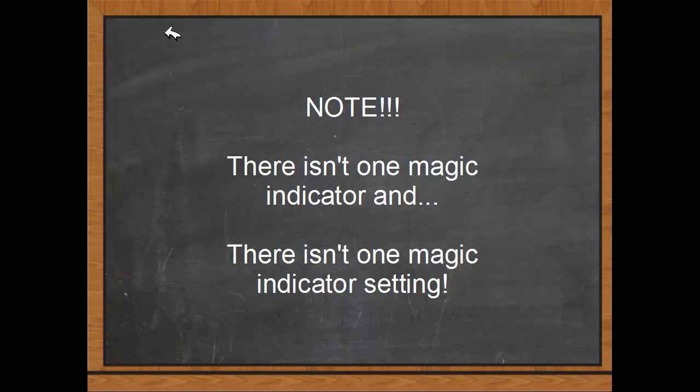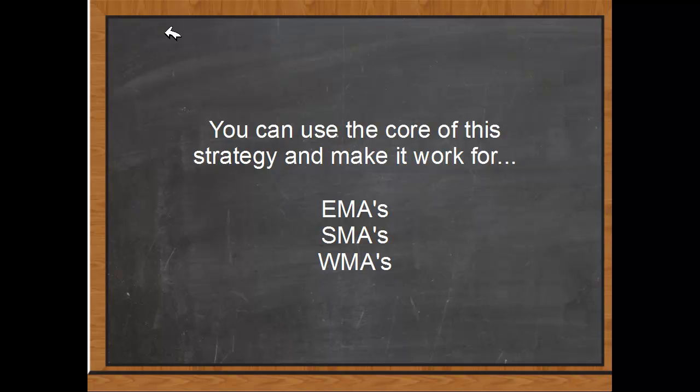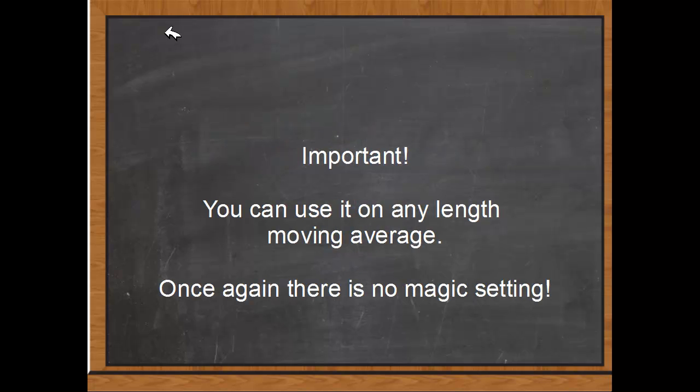So the important thing here is just to realize there isn't one perfect one, but the great news is that you can use the core of this strategy and make it work for any moving average: the EMAs, which is the exponential moving average, the SMA, which is the simple moving average, the WMAs, which are what's called the weighted moving average, and there are other ones. There are displaced moving averages, there are hybrid blended moving averages. You can use it on any moving average you like, okay, and you can use it at any length.